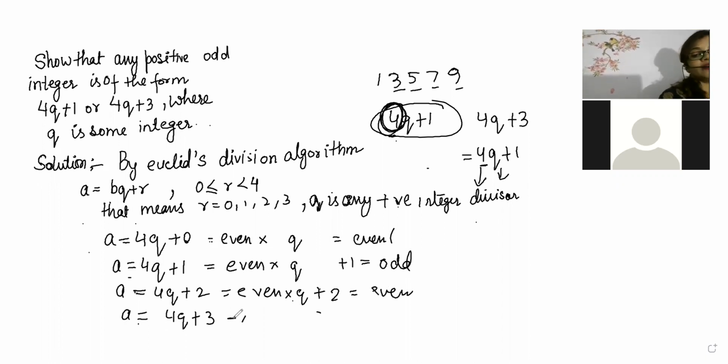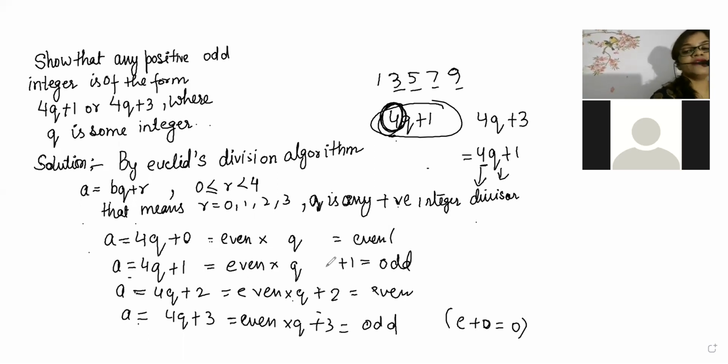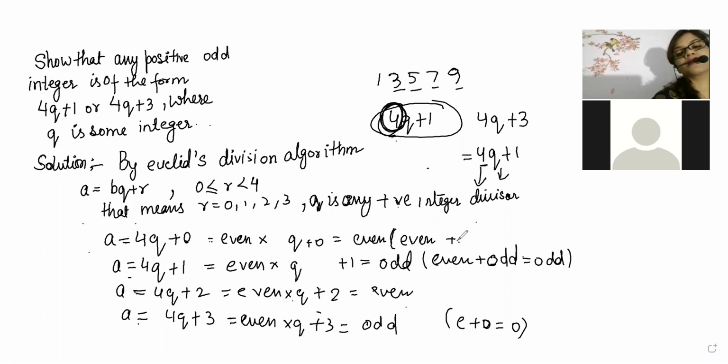Here even into Q, which is any number, is added, and an odd number 3 is added to it. So even plus odd is odd. That's why this one will come odd. Here even number plus 0 is there, which is exactly going to give even.